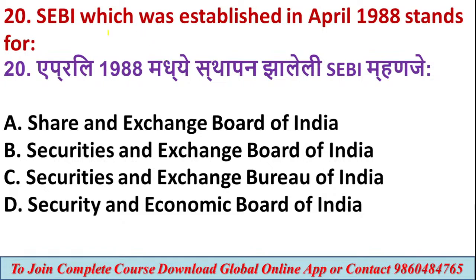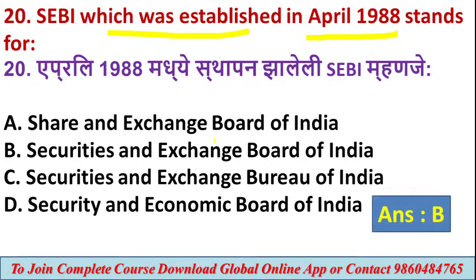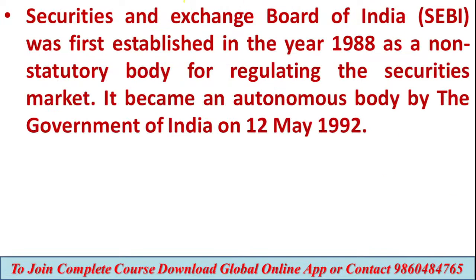Question number 20. SEBI, which was established in April 1988, stands for option A, Share and Exchange Board of India, option B, Securities and Exchange Board of India, option C, Securities and Exchange Bureau of India, option D, Security and Economic Board of India. Yes, already we have discussed one question on SEBI. The right answer is option B, Securities and Exchange Board of India. It was first established in the year 1988 as a non-statutory body for regulating the securities market, and it became an autonomous body by the Government of India on 12 May 1992.